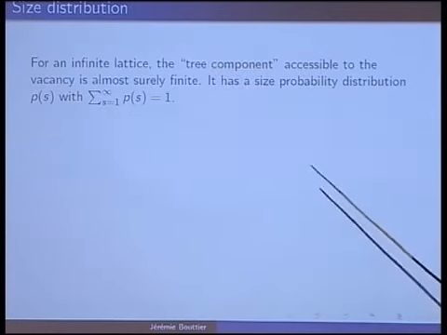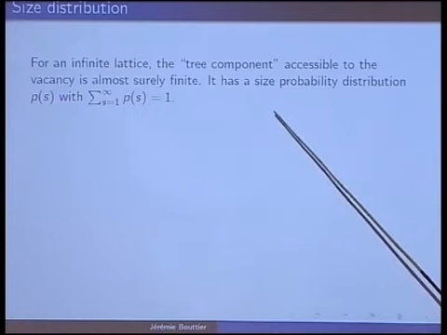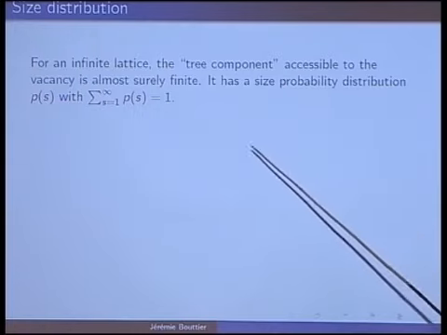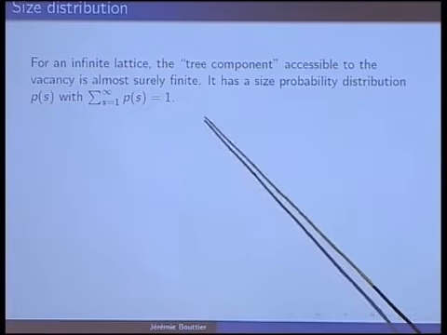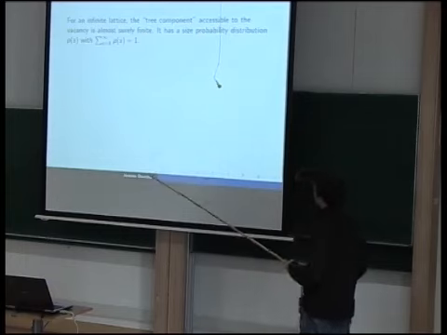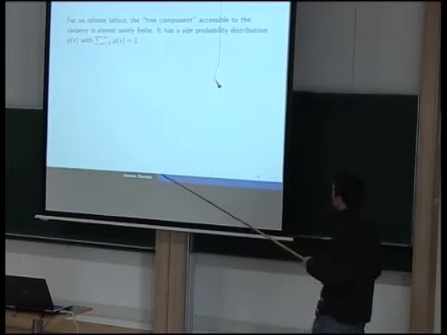So with that, you conjecture that the prediction is that the tree component in a random web accessible to the vacancy is always finite, and it has some probability distribution, which is normalized, so it's a bit like percolation.